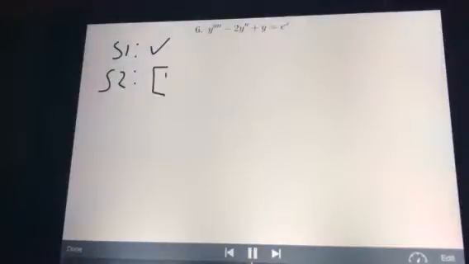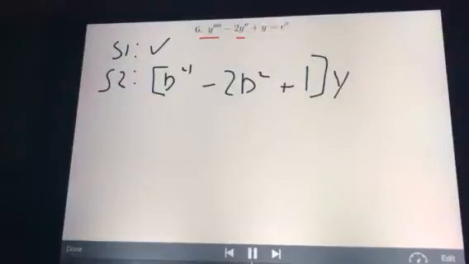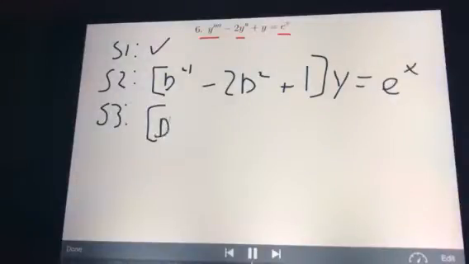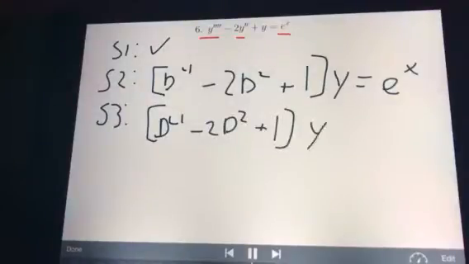to be D to the fourth, because the original equation says y to the fourth prime, minus 2D squared, and that's for the 2y prime there, plus 1 of y is equal to e to the x, because of the e to the x here. Step 3 is to just write the homogeneous version, which is the same operator as above, except set it equal to 0.